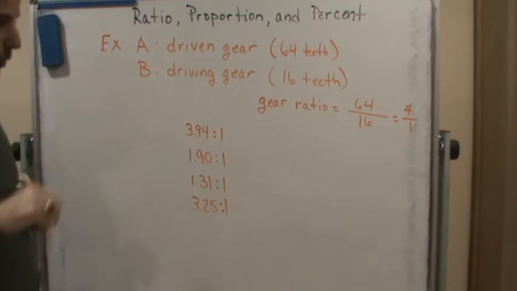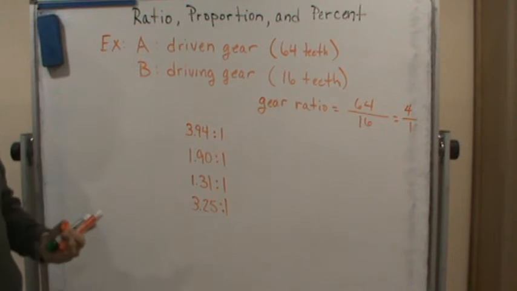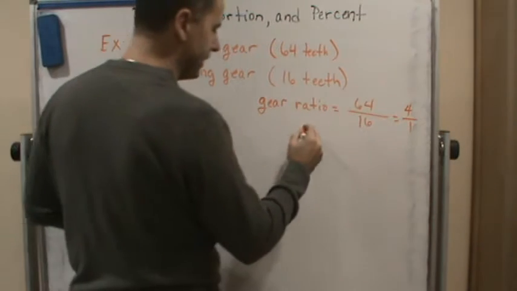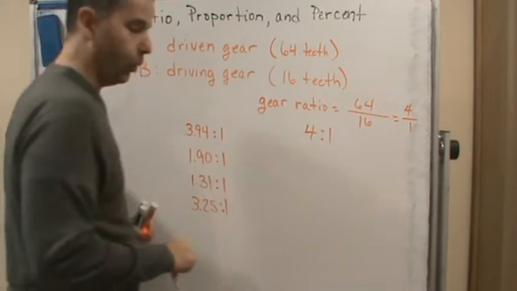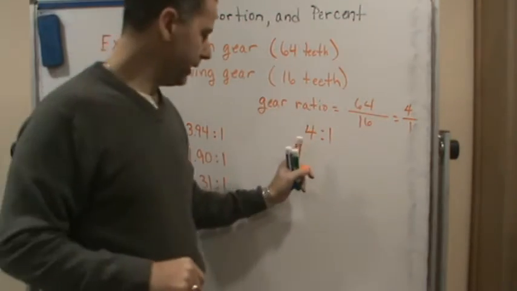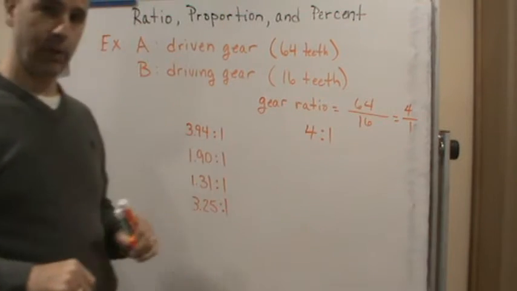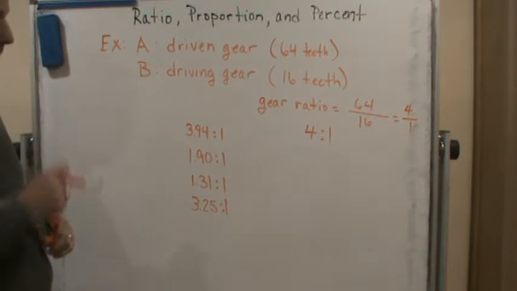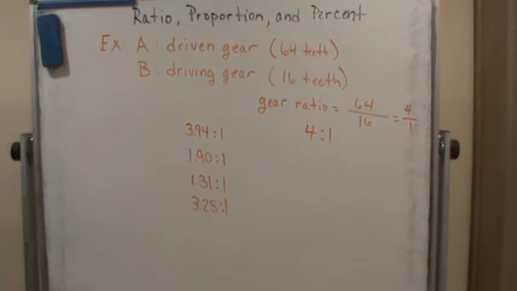And so now how do we say this? Well, we would say that the ratio is 4:1, okay? Or we can write it this way. You'll see ratios written this way, 4:1. And we read it just left to right, just like that, 4:1. Okay, so that's the 4:1 gear ratio.